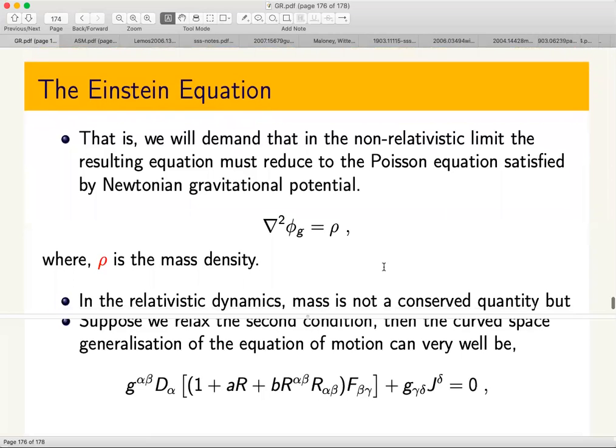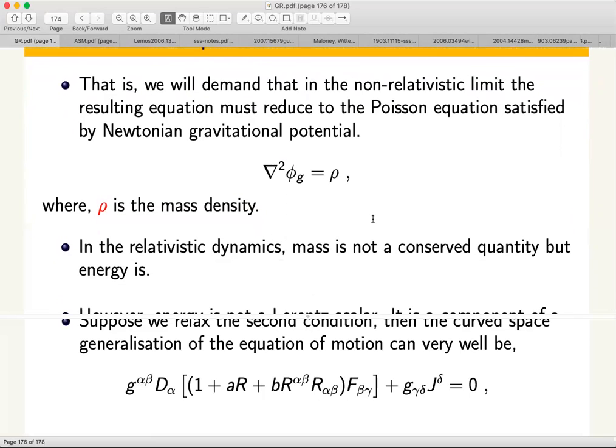Now, the problem here is the following: this is a non-relativistic equation, where you write down the mass density on the right hand side, whatever mass distribution anybody gives you, and you can use that to try to solve for the gravitational potential. But in relativistic dynamics, mass is not a conserved quantity. The conserved quantity is energy. So what you would want to do is to replace the quantity here, which is mass density in the non-relativistic limit, by energy. That would probably be a more appropriate thing to do.